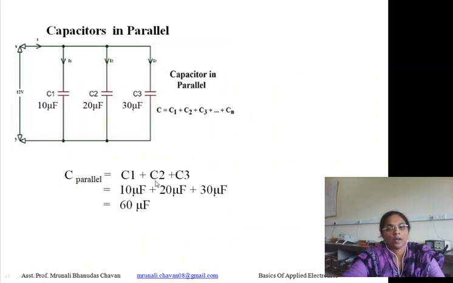and from this formula we can calculate the equivalent capacitance value by putting the values in the formula. Here C1 is given as 10 microfarad, C2 is 20 microfarad and C3 is 30 microfarad. So, by putting these values into this equation, we get the equivalent capacitance as 60 microfarad. So, the equivalent parallel capacitance can be calculated.